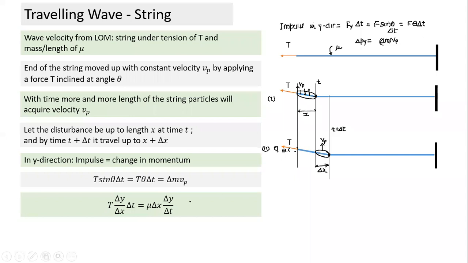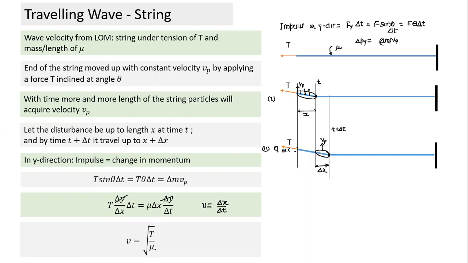Where is the wave velocity term here? What is wave velocity? Wave velocity is the distance delta x moved in time delta t. Delta x by delta t is my wave velocity. So can I find this term here? These two terms will cancel out. So if I take T by mu, it is equal to the square of delta x by delta t. So basically T by mu is equal to v squared, or v is equal to the root of T by mu.